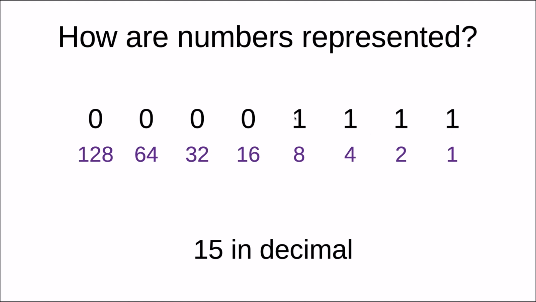I could also represent this with just 4 bits. I don't need 8 bits to represent 15. But since all of these are turned on, we can convert it back, which would be 8 plus 4 plus 2 plus 1. This gives us 15 in decimal.